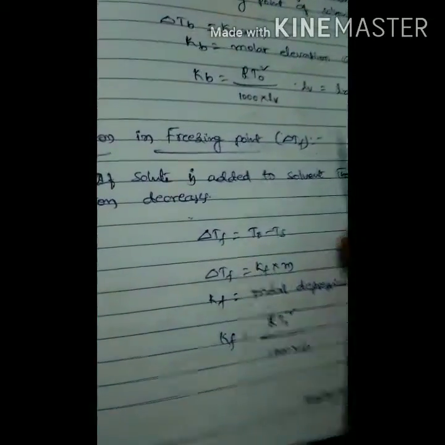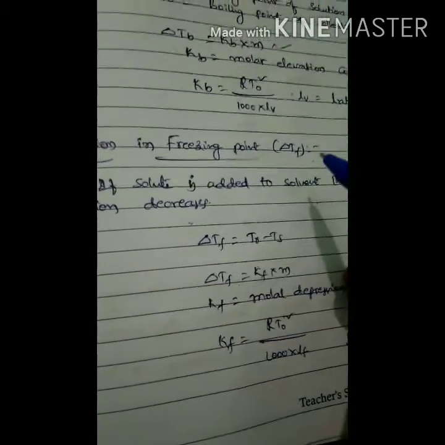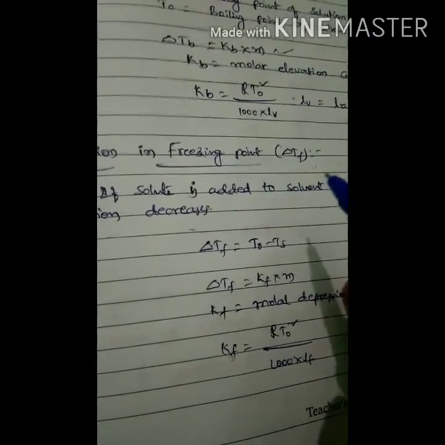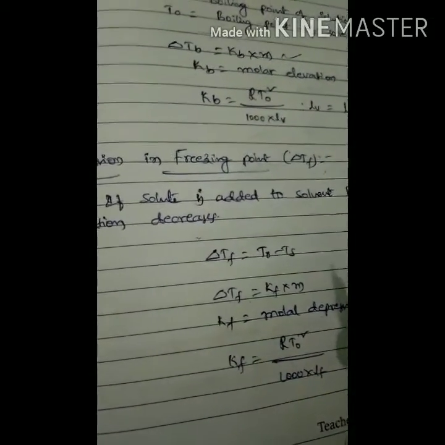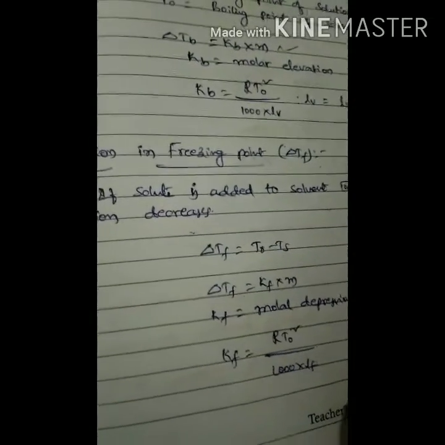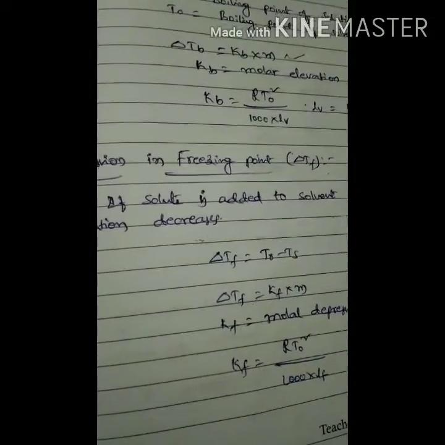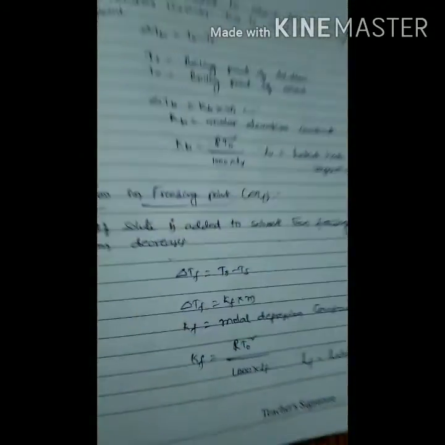So for example, take water, its freezing point is 0 degrees centigrade. That means at 0 degrees centigrade water is converted into ice. If any solute is added to water, then it becomes a solution. After forming the solution, its freezing point decreases compared to the freezing point of water. That means if solute is added to solvent, the freezing point of the solution decreases.